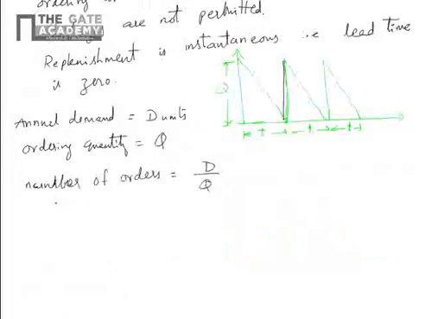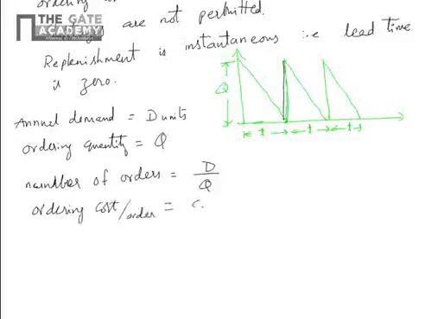And ordering cost per order equal to C3. So total ordering cost equal to C3 into D by Q. So this is one equation, ordering cost. So next, average inventory.